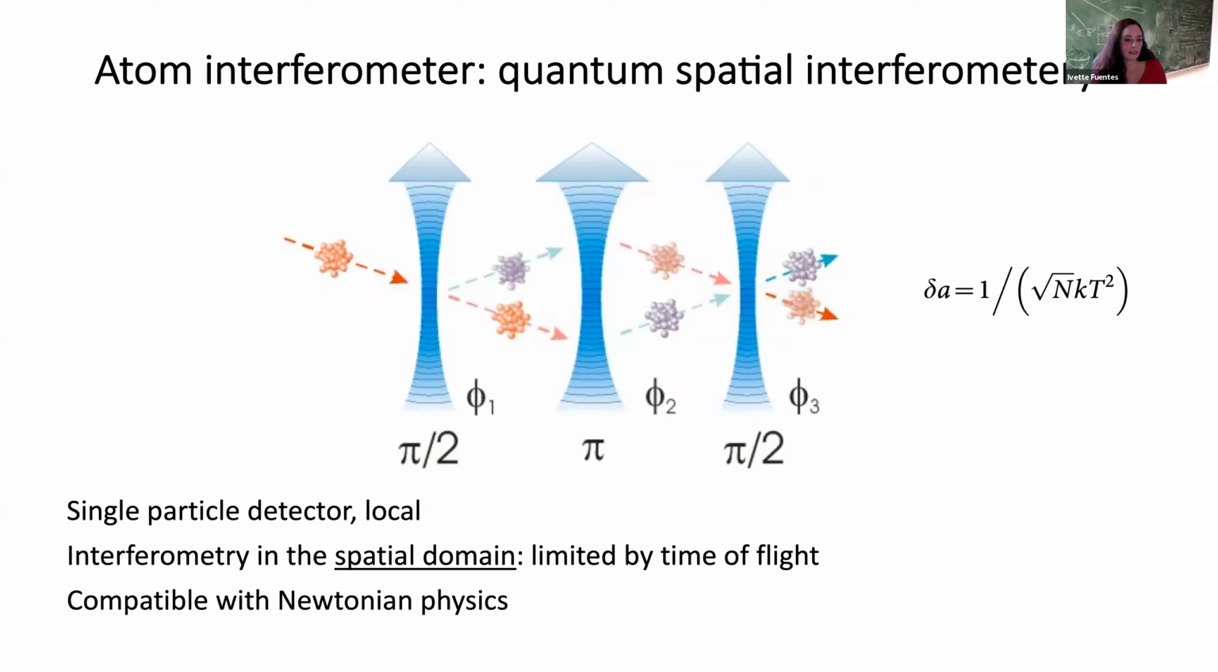Now, I wrote here that it's compatible with Newtonian physics because usually when we describe an atom interferometer, we use non-relativistic quantum mechanics, the Schrödinger equation and the quantum mechanical inner products. If one wanted to describe this in a general relativistic fashion, then one has to be very careful. Perhaps one would have to use quantum field theory in curved spacetime. And so far, I haven't seen a complete treatment of that. So one needs to just be careful with that.